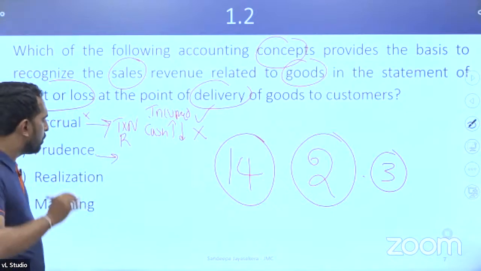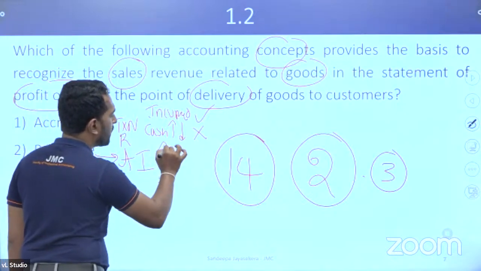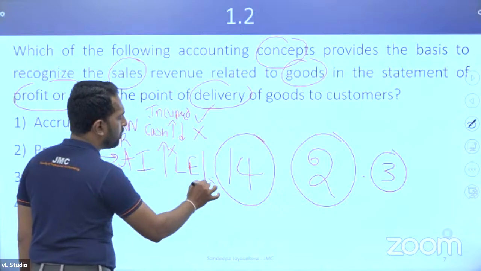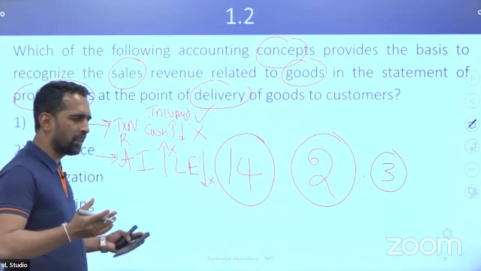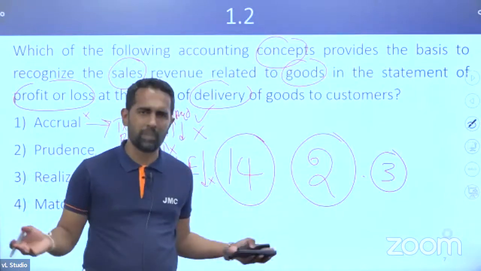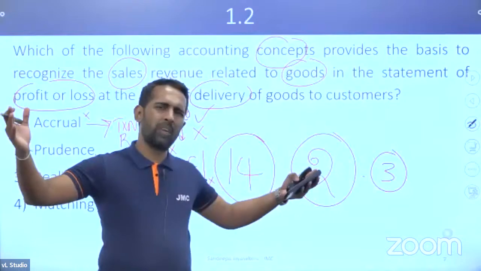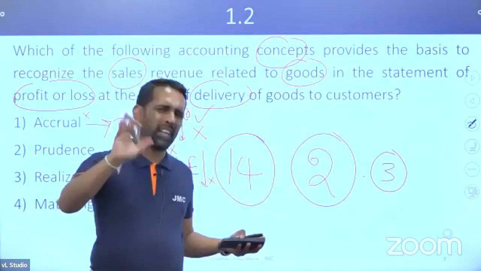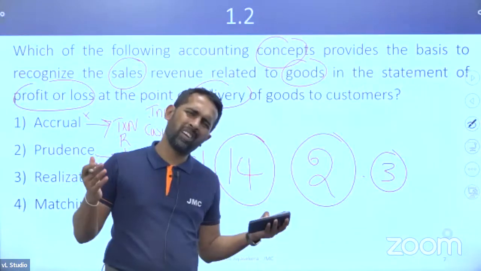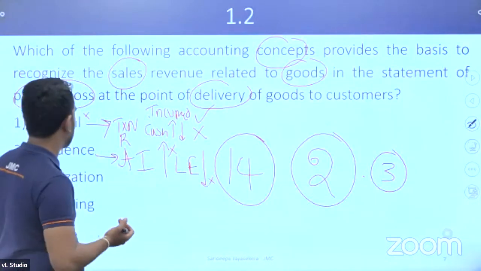What does it say? Prudence concept says assets and income shall not be overstated. Liabilities and expenses shall not be understated. So the prudence concept says don't manipulate the financials. Don't try to show something you don't have. Don't try to show a profit you don't have. Don't try to show highly valued assets you don't have. So don't overstate assets. Don't overstate income. Don't understate liabilities. Don't understate expenses. Show what it really is, right?